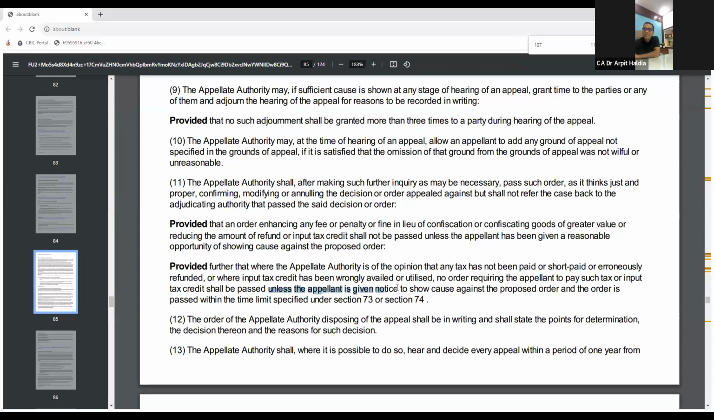See, unless the appellant is given notice to show cause again, and the order is passed within the time limit specified in section 73-74. So the notice would be issued under section 107.11 only.